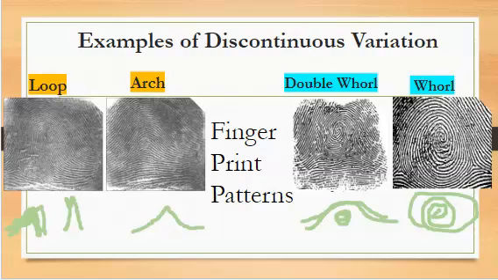There is no intermediate form of this trait. It's either somebody is a tongue roller or not. It's either somebody is male or female, with exceptions, of course. It's either somebody has a loop fingerprint or an arch fingerprint or a double hole or hole. It's either somebody has earlobes free or attached. Sorry, mistake is human. Come on.